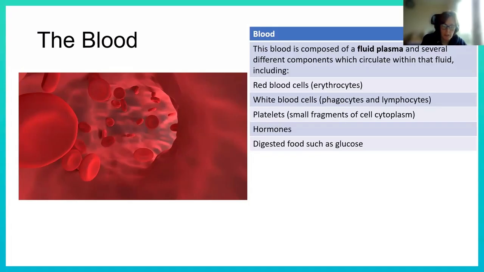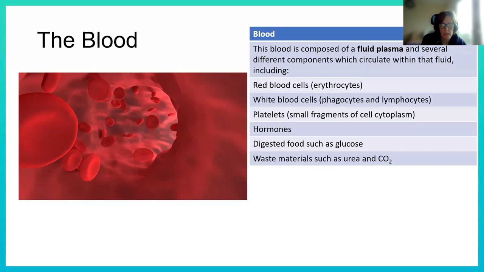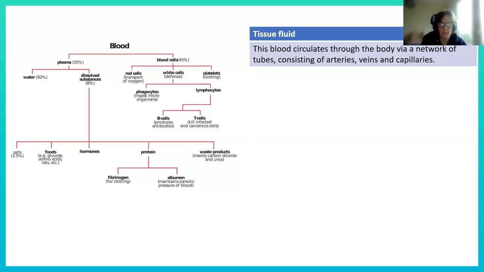And then we've got all the digestive foods, such as glucose, the nutrients that we need. And we've got the waste materials that we talked about when we were discussing the liver, and the CO2 that we get when our cells are respiring and using up that oxygen. And the blood circulates through the body through all of the tubes, some of which we talked about with the heart, then the arteries, the veins, and the capillaries.